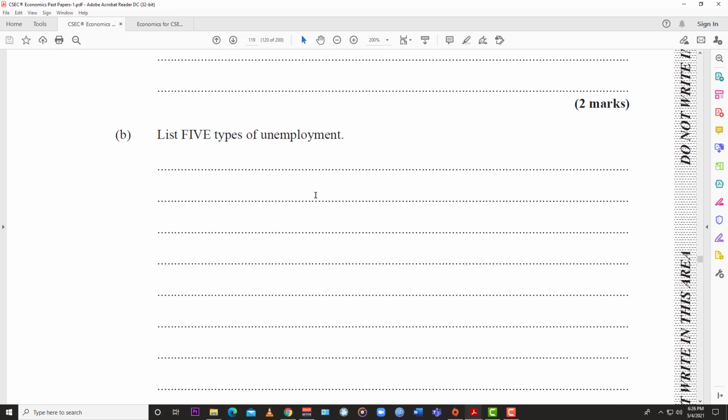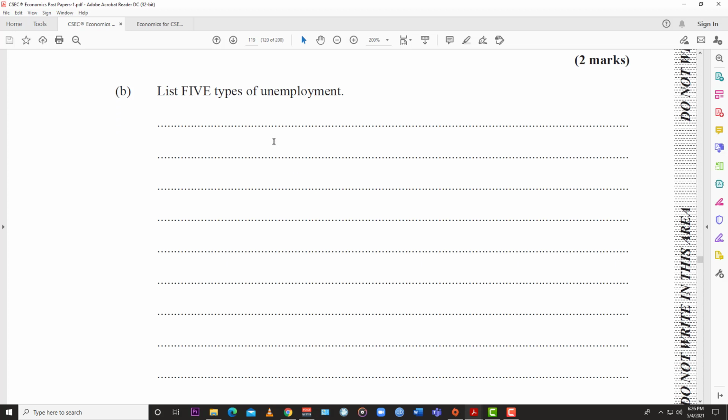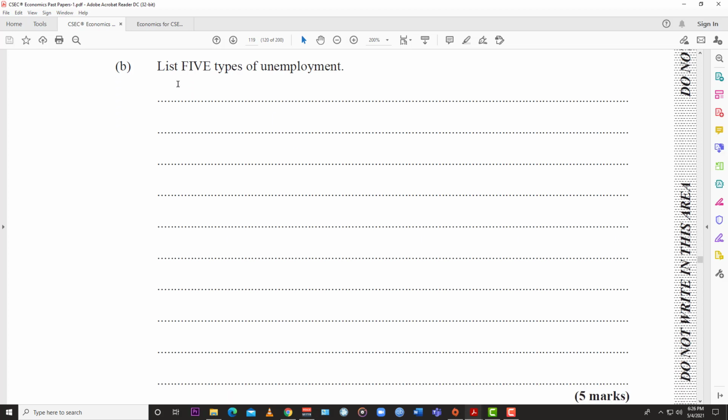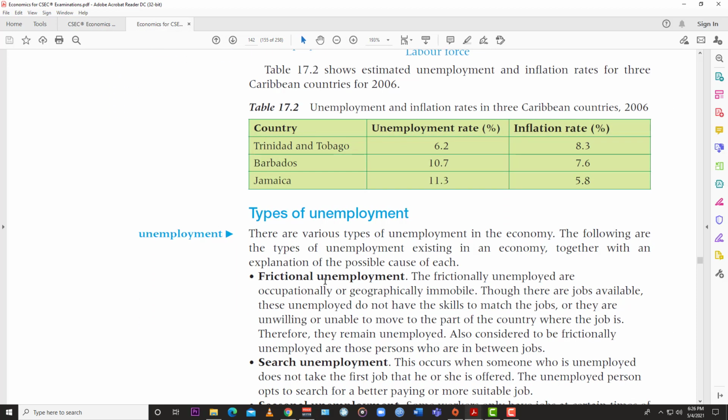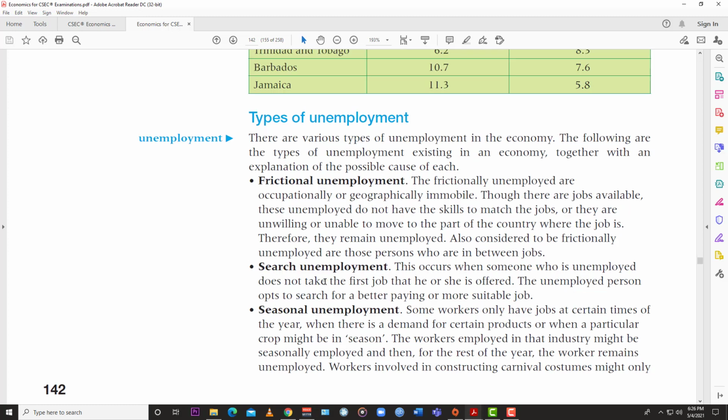And it gets easier still. Number 5B, list 5 types of unemployment. All you have to do right now is list them. 5 types of unemployment. That's all it's asking for. 1, 2, 3, 4, 5. So we're not going to jump into them just yet.